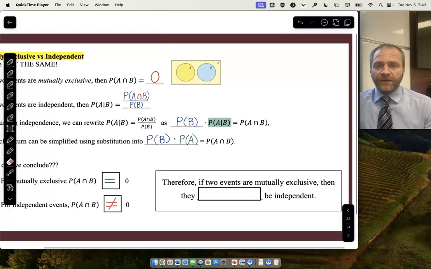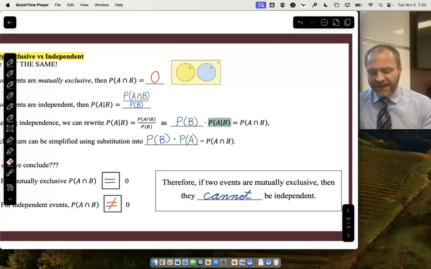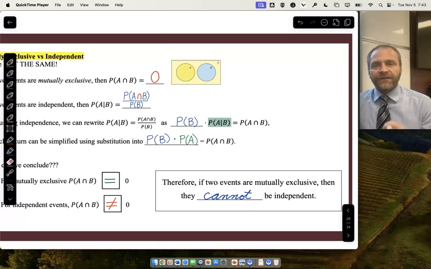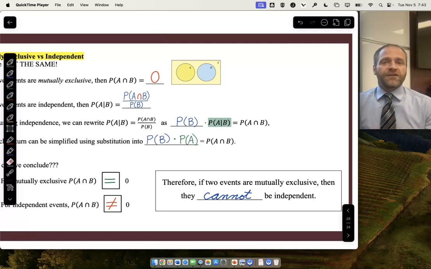So one thing to be aware of is if two events are mutually exclusive, they cannot be independent events, because one event occurring impacted the other. And I want to show it to you symbolically. I'll do a Venn diagram to help you with this, and then we'll look at it with a, let's say, cards problem.